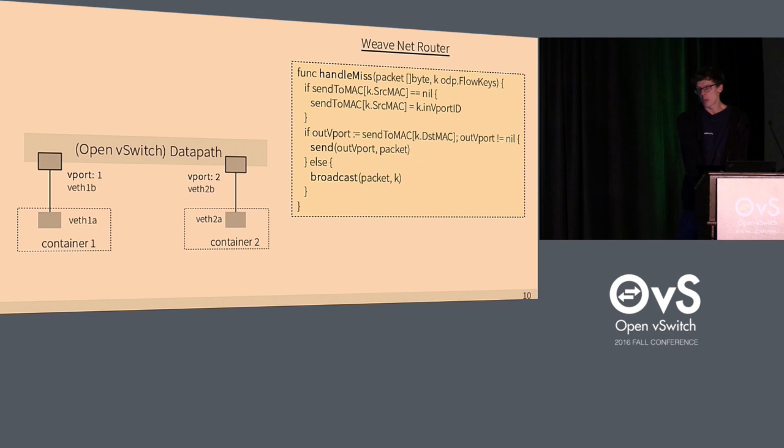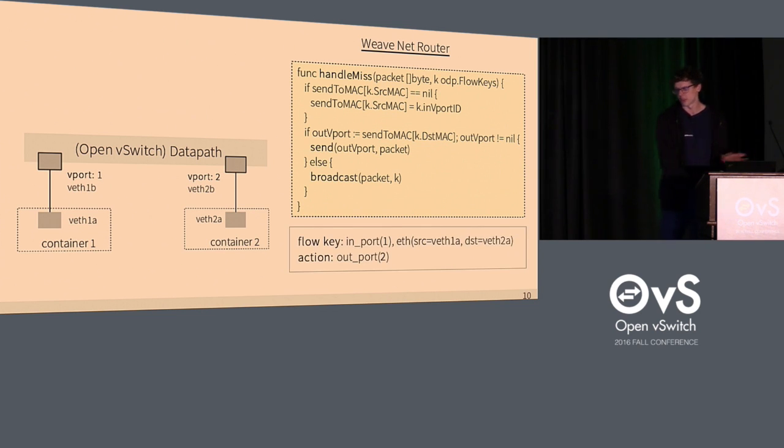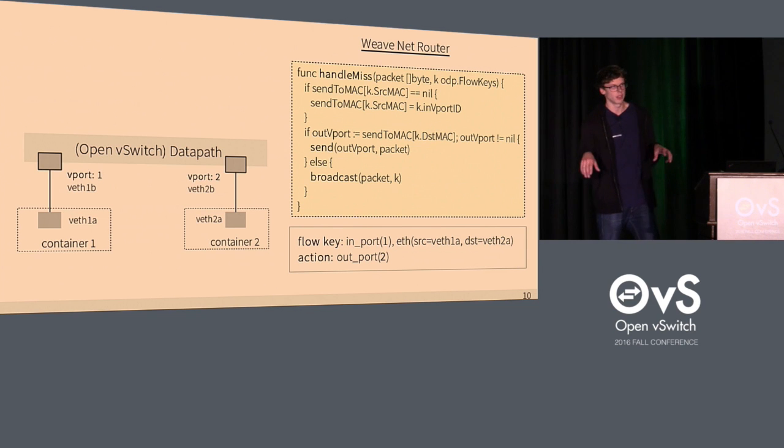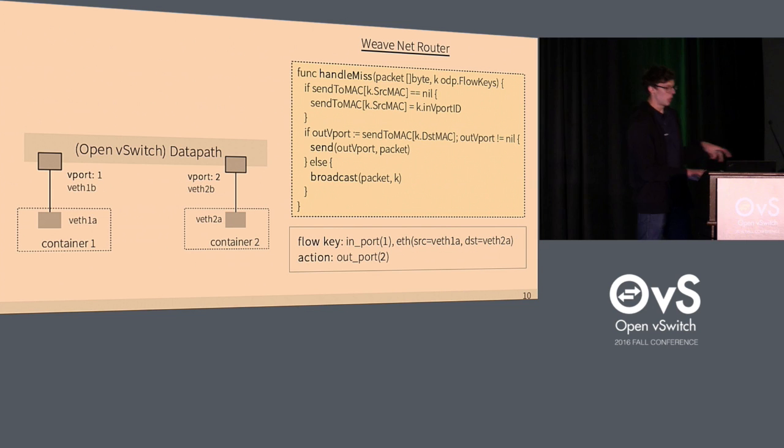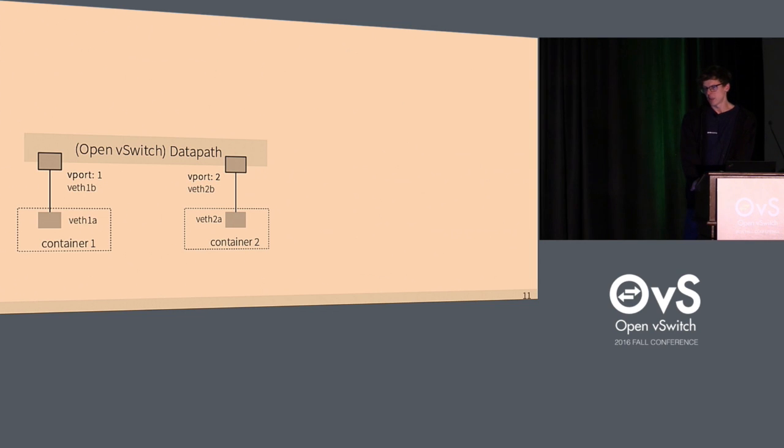And basically, send and broadcast operations result in installation of a flow. So in this case, we create a simple flow which says that if container 1 sends something to container 2, and it originated from vPort 1, then please send it to vPort 2. And next time you send a packet, no mishandling will occur. So far, so good. And the situation becomes, again, much more interesting when we have multiple hosts.